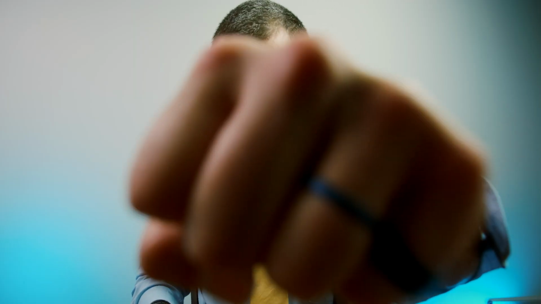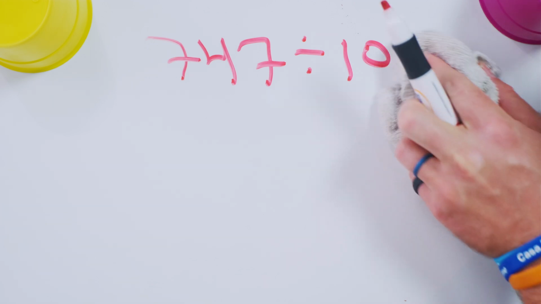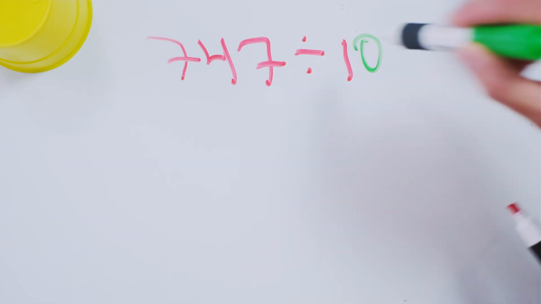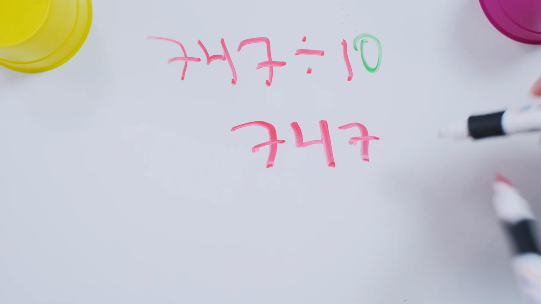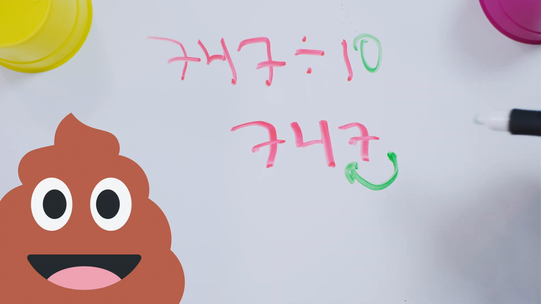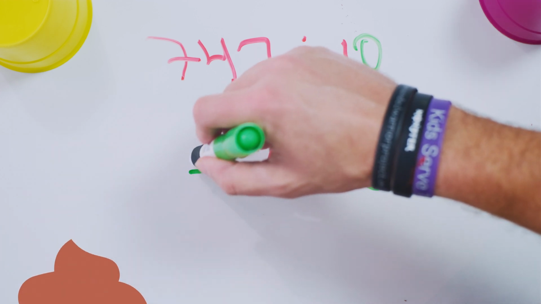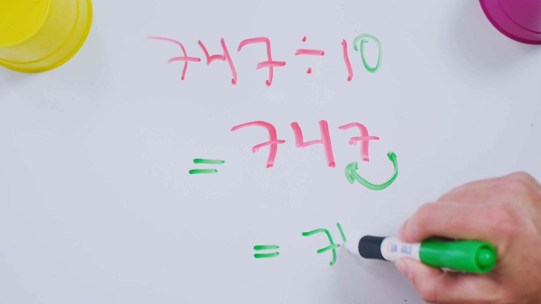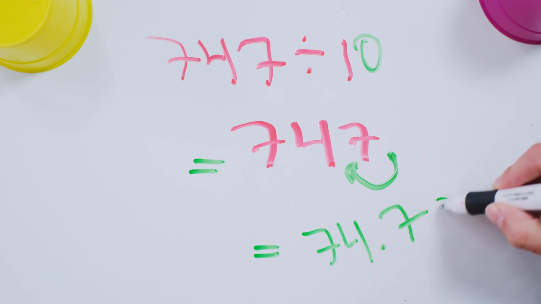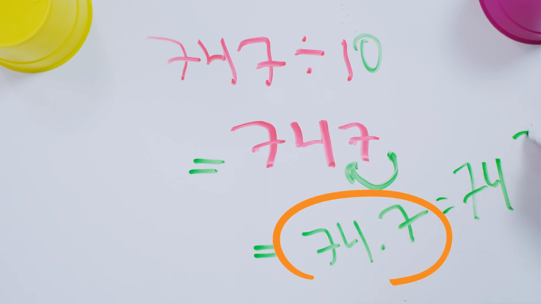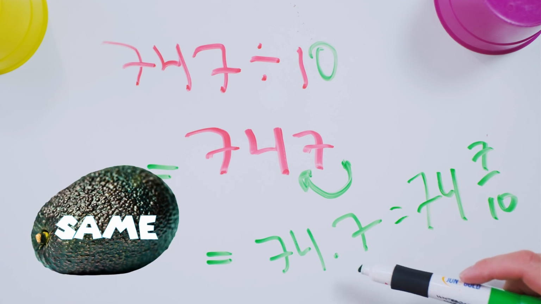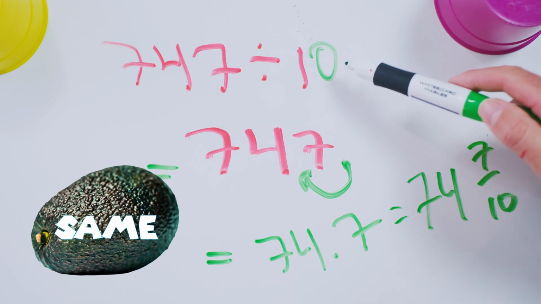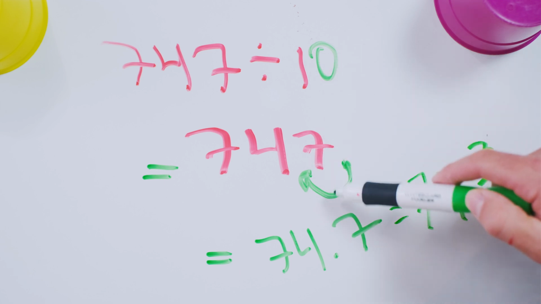Let's look at the shortcut. If you're dividing a number by 10, that's got 1 zero, you're just gonna move the decimal place over 1 place. It's a positive number, so you go over 1 place. And you get 74.7. That's the same thing as, for those who want to know, 74 and 7 tenths. 74 and 7 tenths is also known as 74.7. That's the shortcut. When you divide a positive number by 10, you're just gonna move the decimal over 1 place.